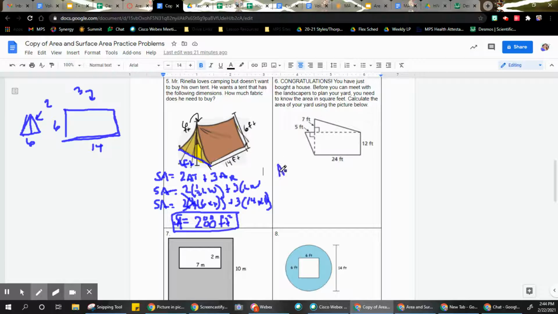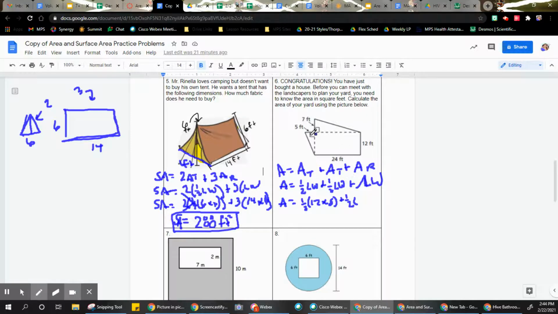So our area of the shape is going to be area of triangle 1 plus area of triangle 2 plus the area of the rectangle. And now we're going to go ahead and plug in the formulas. So it's going to be area equals 1/2 length times width plus 1/2 length times width plus length times width. Okay, so now if I plug it in, my first triangle I can see is 12 feet long by 5 feet wide. So it's going to be 1/2 times 12 times 5 plus 1/2.